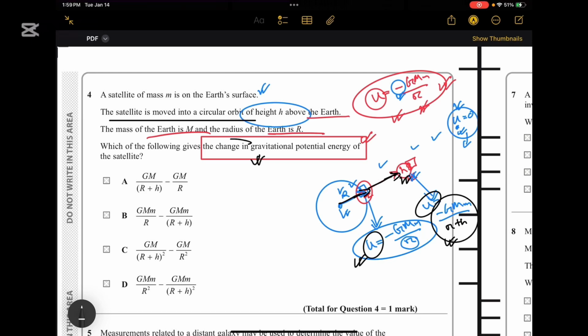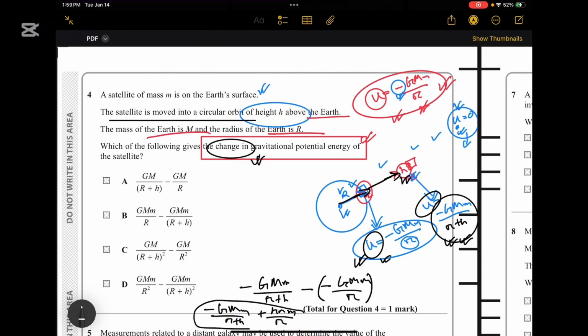Now to find the change in gravitational potential energy, we subtract the initial value from the final value. So minus GMm by r plus h, minus minus GMm by r. This minus becomes a positive value. So minus GMm by r plus h plus GMm by r, which we can write as plus GMm by r minus GMm by r plus h. Basically this is our correct answer, B. This is how we derive question number 4.